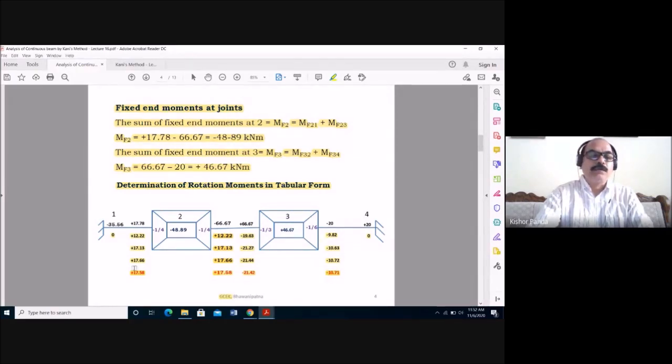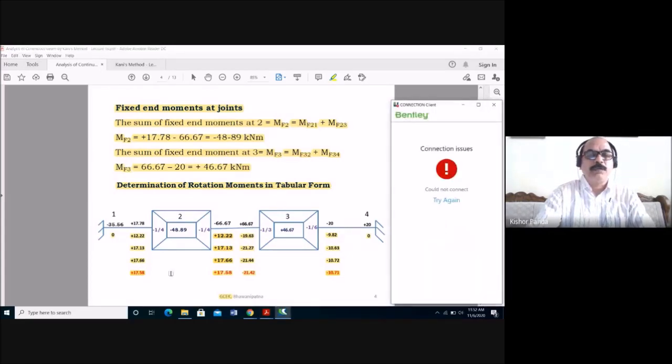Finally, you see the differences are very less, 17.66 and 17.58, and 21.44, 21.42. So then you stop here. For the final value, you have to take the rotational moment. For M-21, you have to consider this one. And for M-23, you have to consider this one. And M-32, you have to consider this one. And M-34, you have to consider this one. You have to take the final value.